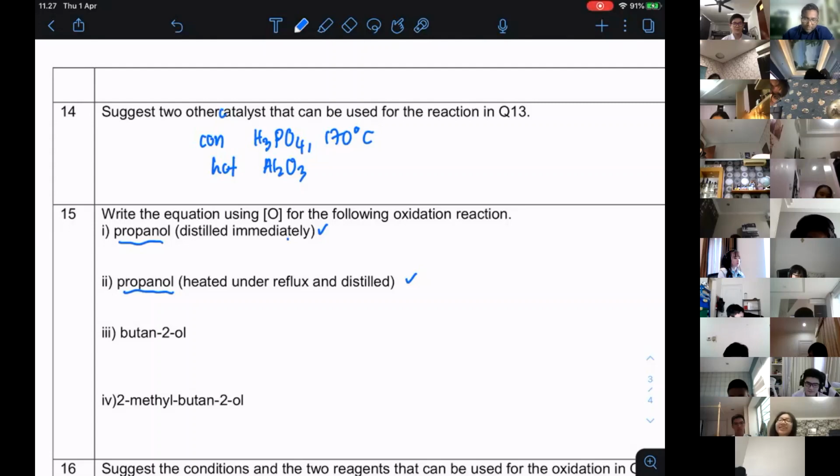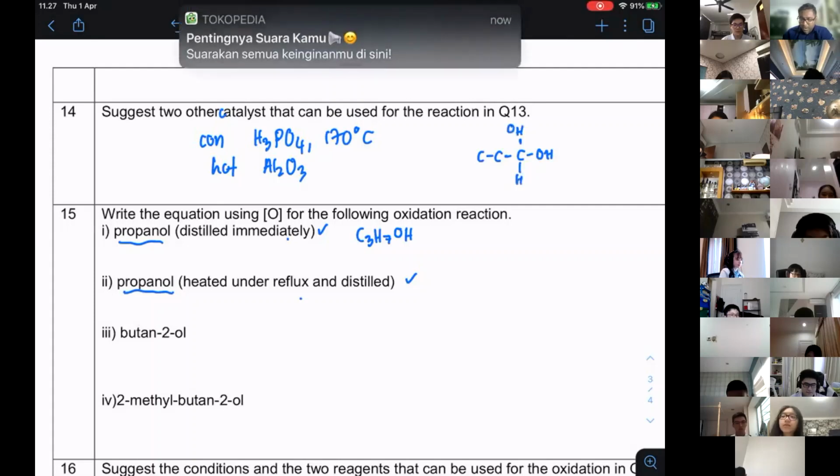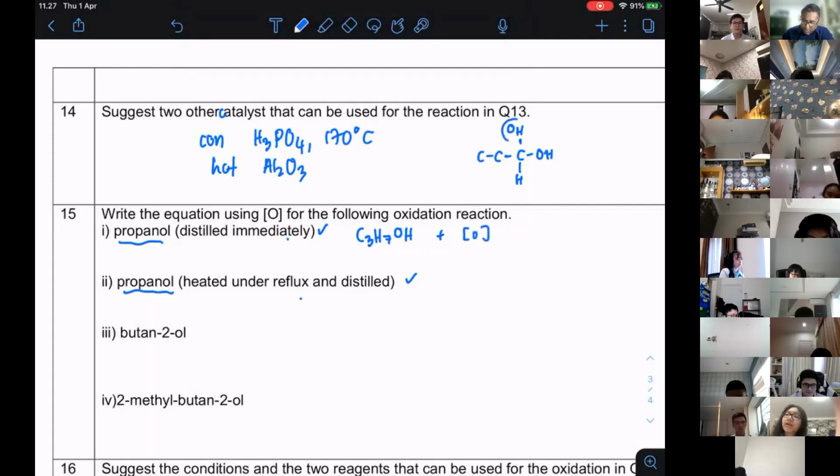So I'm going to write down propanol changing into aldehyde, and then propanol changing into carboxylic acid. I'll write C3H7OH, which is propanol. When I oxidize, one of the O will come over there, and the bond will be broken. So you are going to get what we call C3.